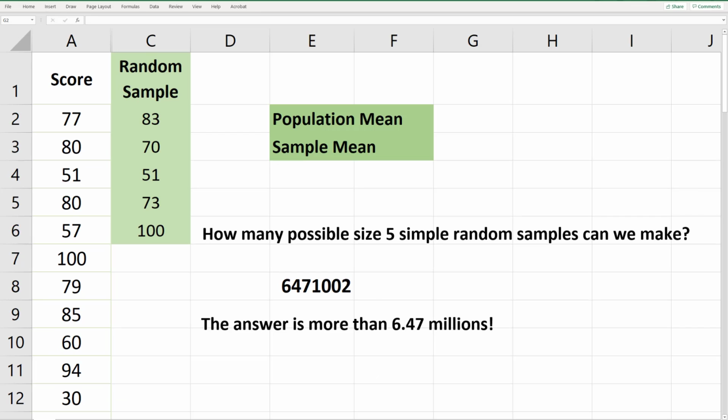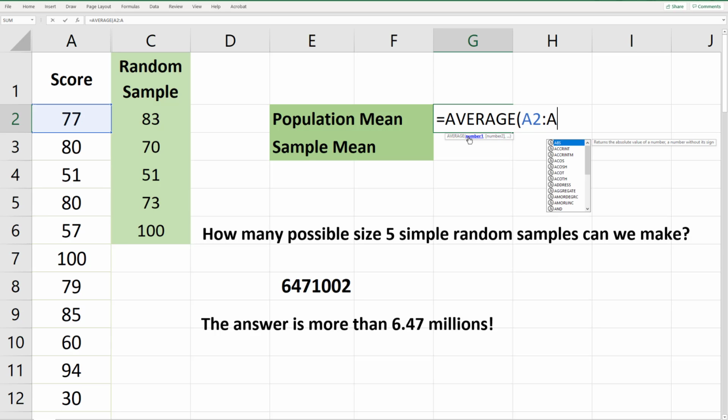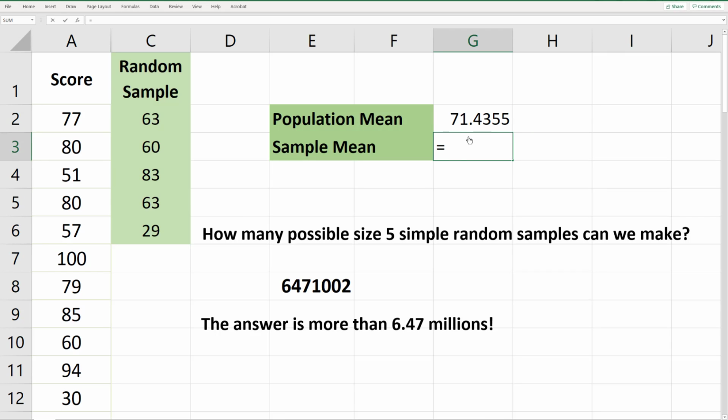Now let's have a look at the population mean and the sample mean. We can find them easily by using the Excel function average. The population data are located from A2 to A63 and the sample located in C2 to C6. Obviously, we can see they are different. Sample mean is different from the population mean. If we choose a different sample, the sample mean changes.